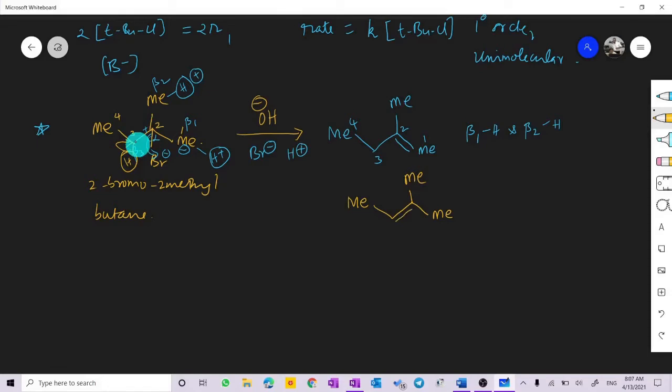Now if you look at these two alkenes very closely, the one which is more substituted will be the major product. Looking at this double bond, here you have 3 alpha hydrogens, here 3 alpha hydrogens, and here 3 alpha hydrogens. So this is more stabilized by hyperconjugation, arising due to 9 alpha hydrogens in this alkene.